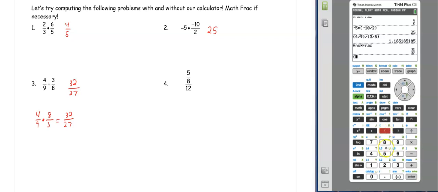In number 4, we have parenthesis 5 divided by 8. That's our fraction. And we're going to divide that by 12. Math, enter, enter. And that is going to get us 5/96.